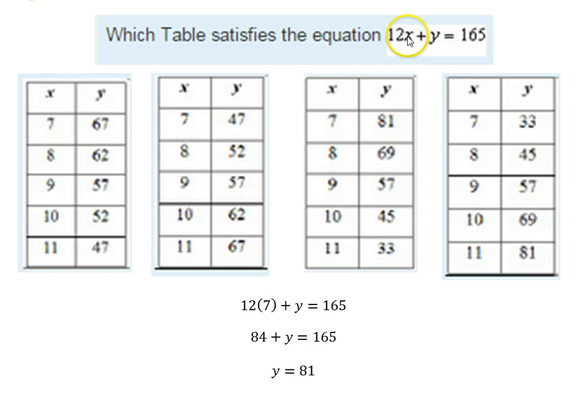When I come up here and I plug in 7 for this x, this y has to be 81 to make this equation true. The only table that has 7 and 81 is this one here, so this is the table that represents that equation. And if I was to plug in 8 for x, I could plug in 69 for y, and that sentence would make sense. If I plugged in 9 for x and 57 for y, this equation would be true. If I plugged in 10 for x and 45 for y, this sentence would be true. And if I plugged in 11 for x and 33 for y, this equation would be true also. So this table represents this equation.